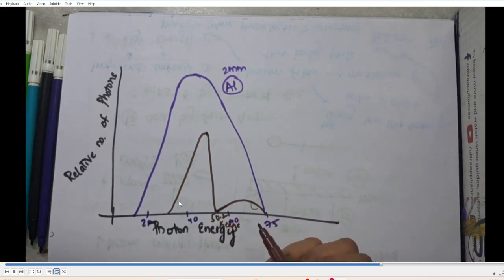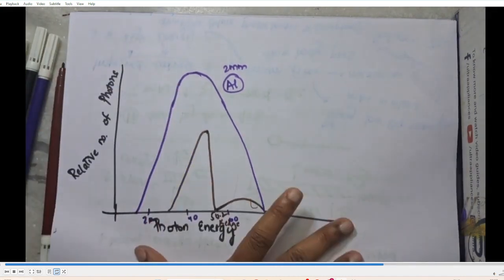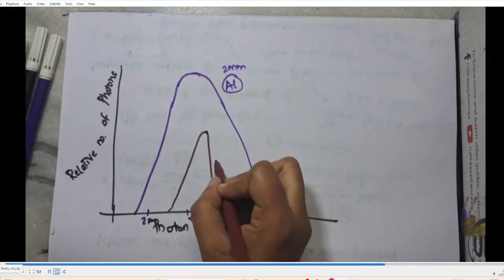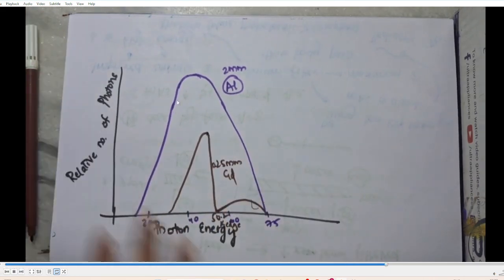So you can see that the heavy metal filter transmits a narrower spectrum of energies than the aluminum, which transmits broad Bremsstrahlung radiation. So this is about the Bremsstrahlung radiation by aluminium and characteristic radiation by gadolinium.